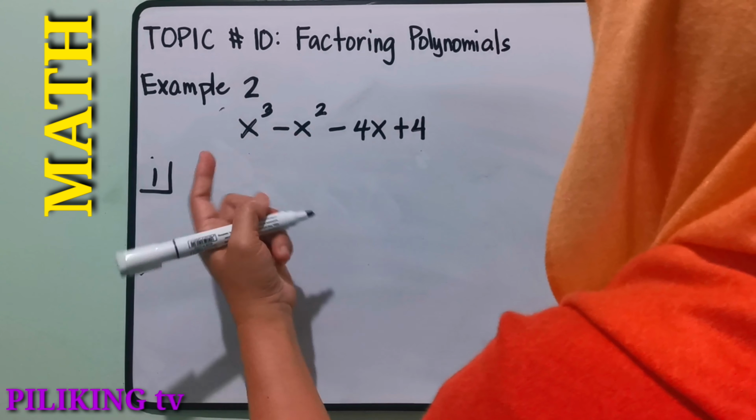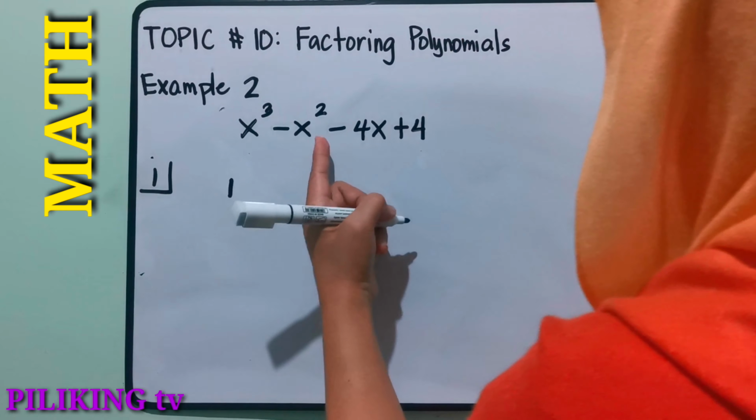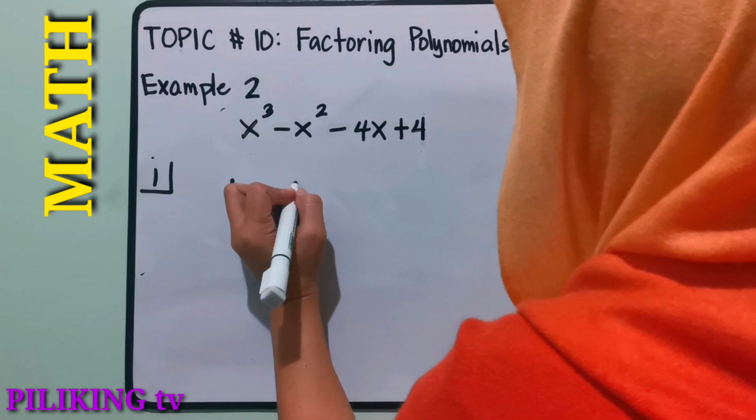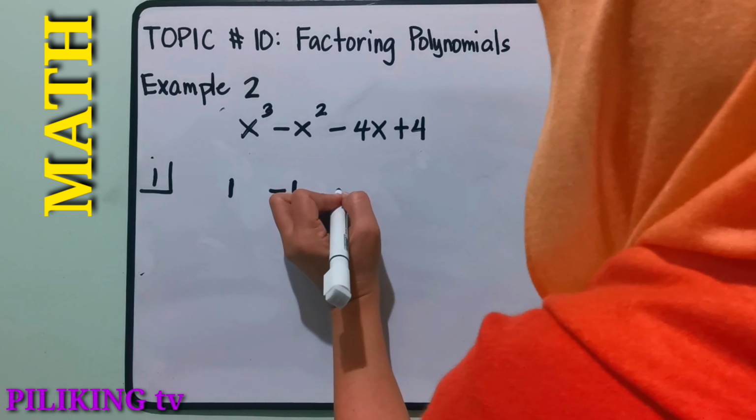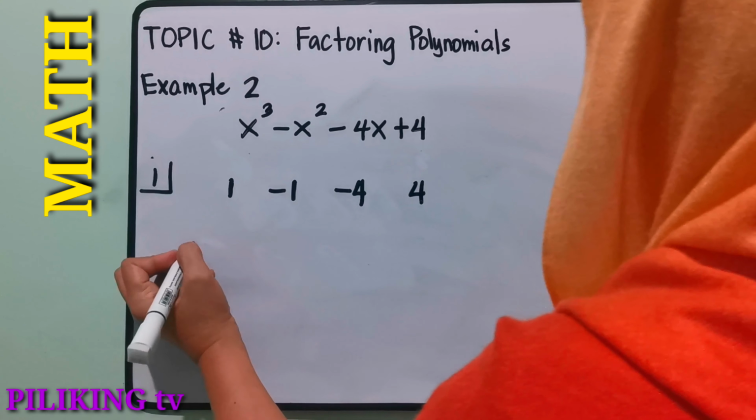Then get the numerical coefficients. The numerical coefficient of x cubed is 1. X squared is negative 1. Then we have x, the coefficient is negative 4. Then the constant is 4.